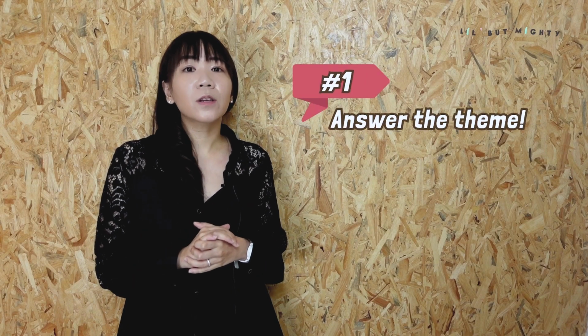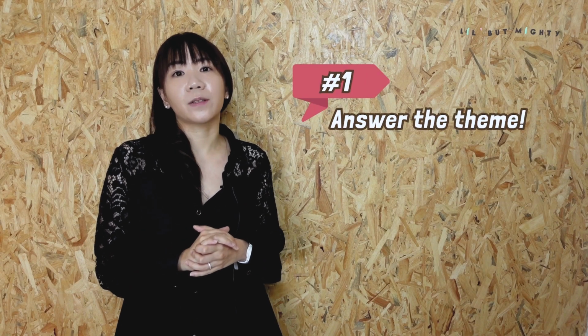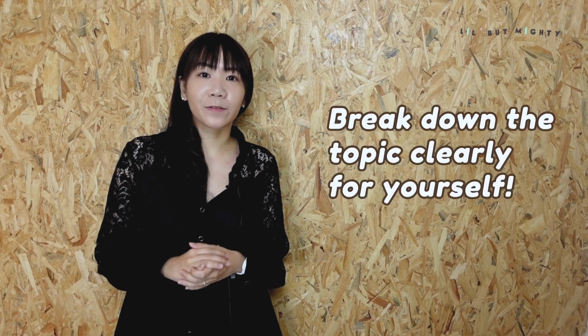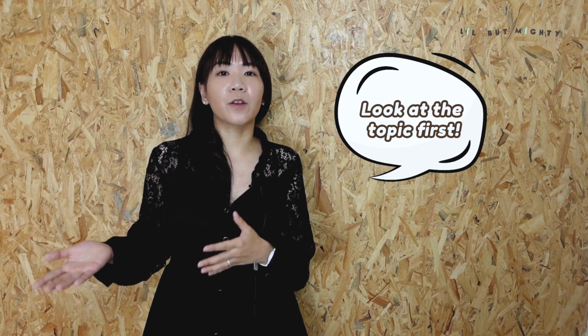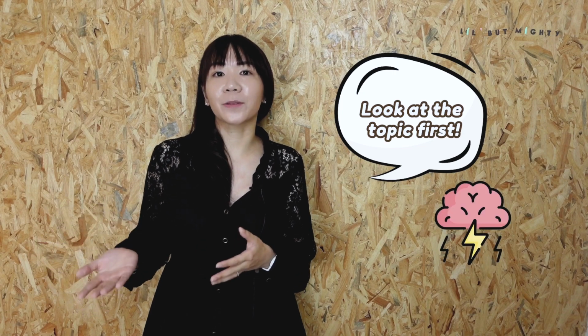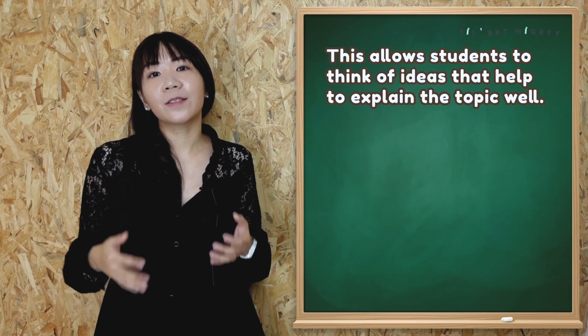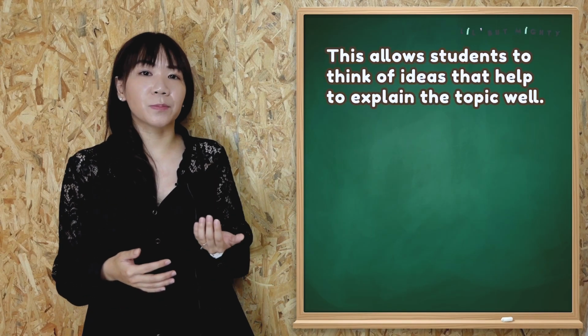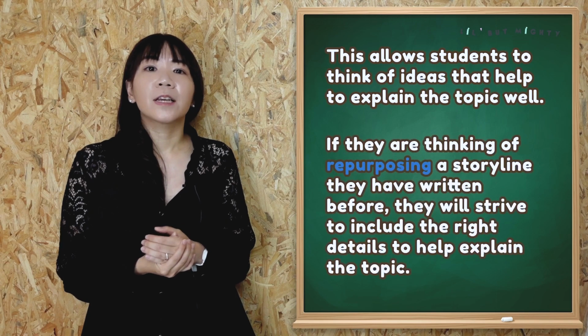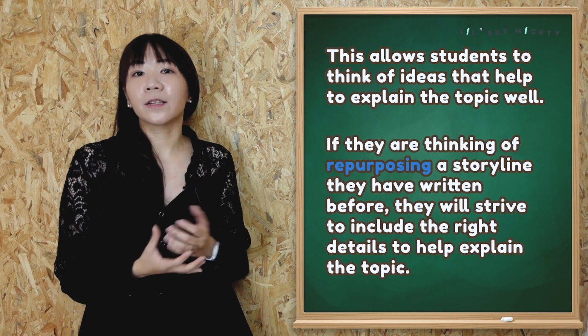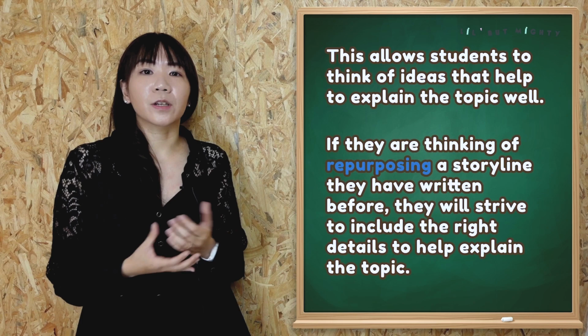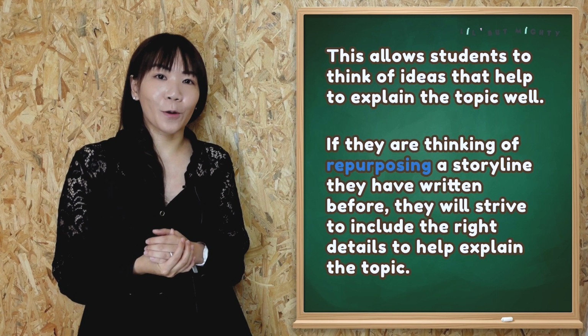Let's get started. When writing a composition, it's important not to neglect any elements in the question. Since you are expected to consider different interpretations of the topic, it is essential that you break down the topic clearly for yourself. I often encourage my students to look at the topic first before proceeding to brainstorm ideas based on the pictures in the question. In case you're wondering why, this allows them to think of ideas that help to explain the topic well. Plus, if they are planning to repurpose a storyline that they have written before, they will strive to include the right details to help them explain the topic.